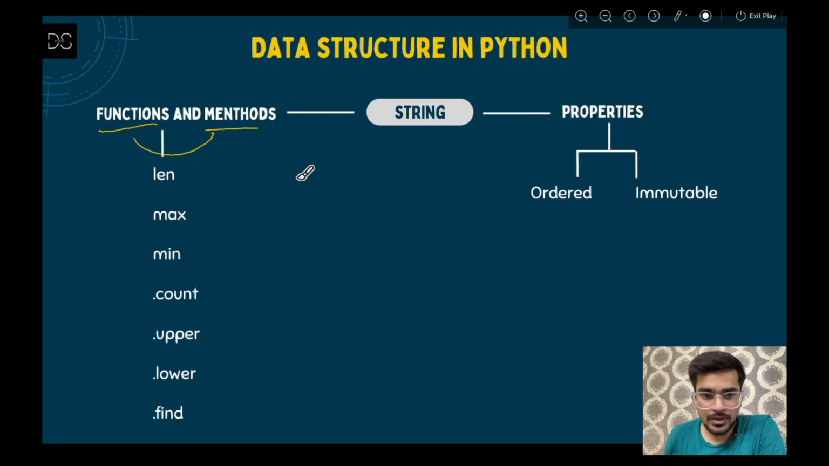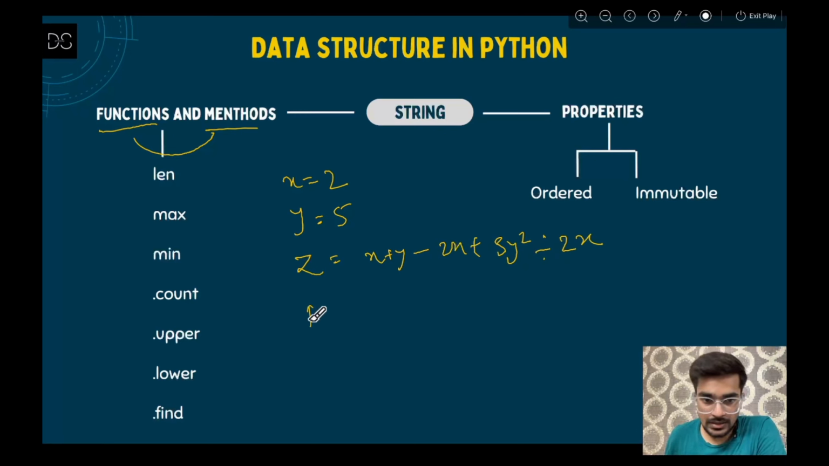So let's say आपने कुछ Python में यहाँ पे कोड लिखा. Let's say you have written x equals 2 and y equals 5. Then you have given z equals x plus y minus 2x plus 3y square divided by 2x, and then you are just printing z. Now this is just a simple example which I am giving. Let's say आपने ये कोड लिख रखा है.